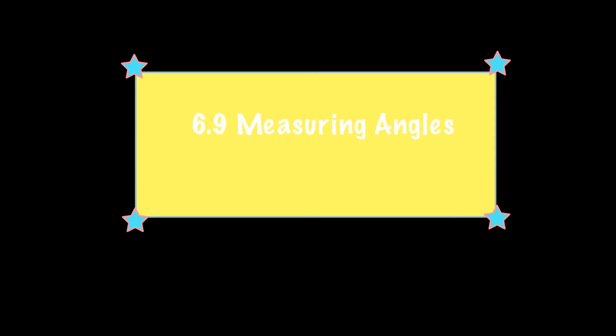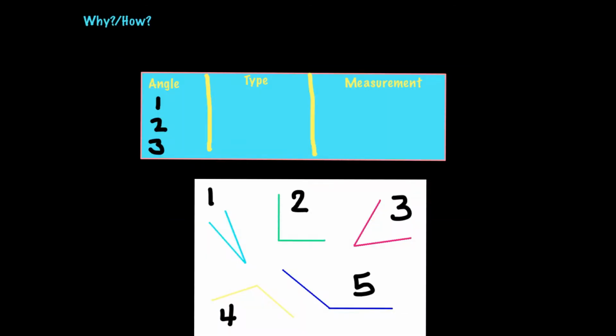So here's lesson 6.9.10, measuring angles. Why are we learning about this? Well, we're going to help you get prepared so that you can use a protractor eventually, for half circle protractors. And how are we going to do it?